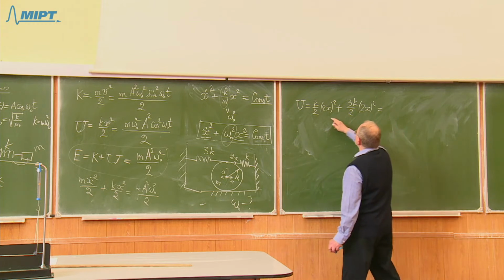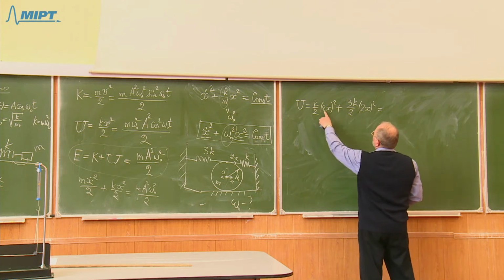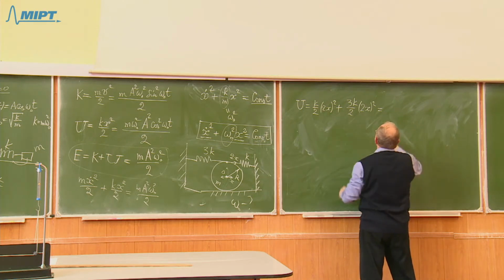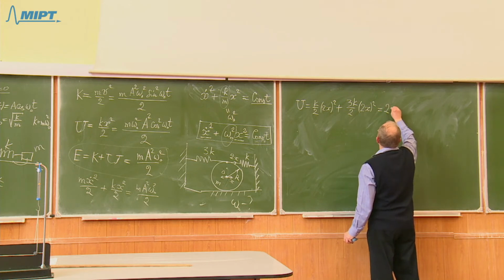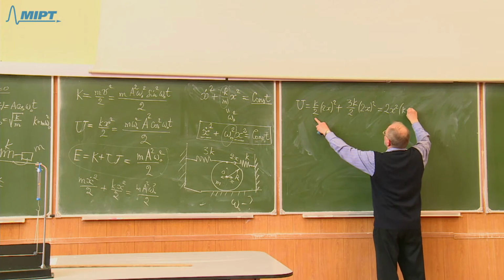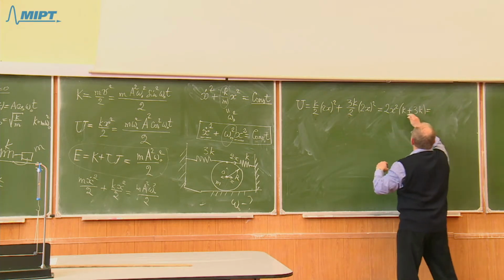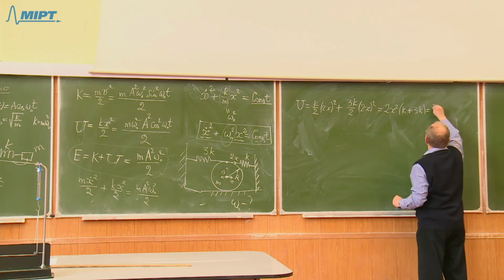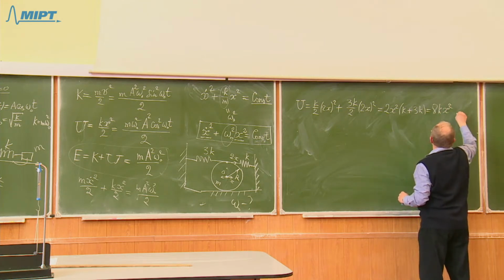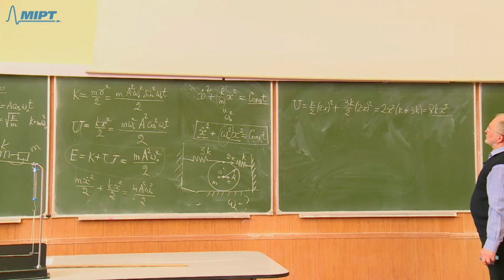So the potential energy will be given as 2x squared. This is 4x squared divided by 2. That will be 2x squared. And that will be equal to k plus 3k. That is 4k times 2, 8kx squared. That seems to be the potential energy.